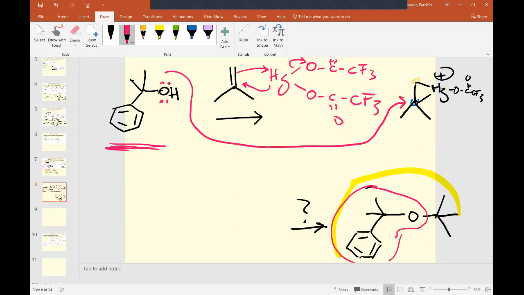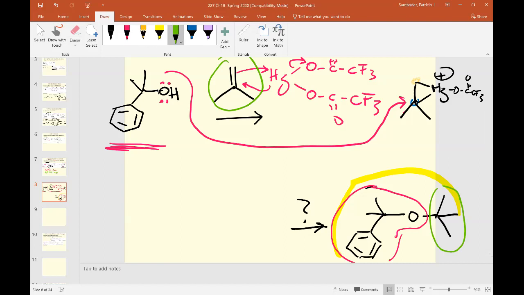And then the right-hand side of the molecule was derived from the alkene, right? So this portion here was derived from the alkene. There you have the initial alkene. And so there you go. The reaction proceeds with Markovnikov regiochemistry.